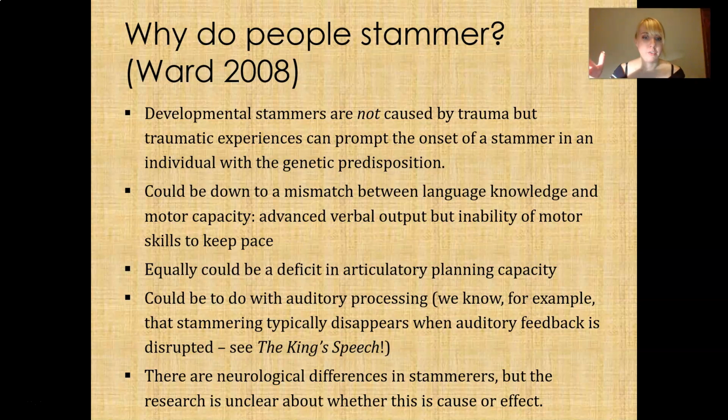There are neurological differences in stammerers, but the research is very unclear about whether that is cause or effect. So what that essentially means is if you put someone with a stammer into a CT scanner, into an MRI scanner and scan their brain, you can observe differences in the brains of people who have stammers compared to people who don't. However, it's unclear whether or not these differences were always there and have resulted in this person having a stammer, or whether as a result of having a stammer it has created differences in the brain. So we're not quite sure in which direction that works.